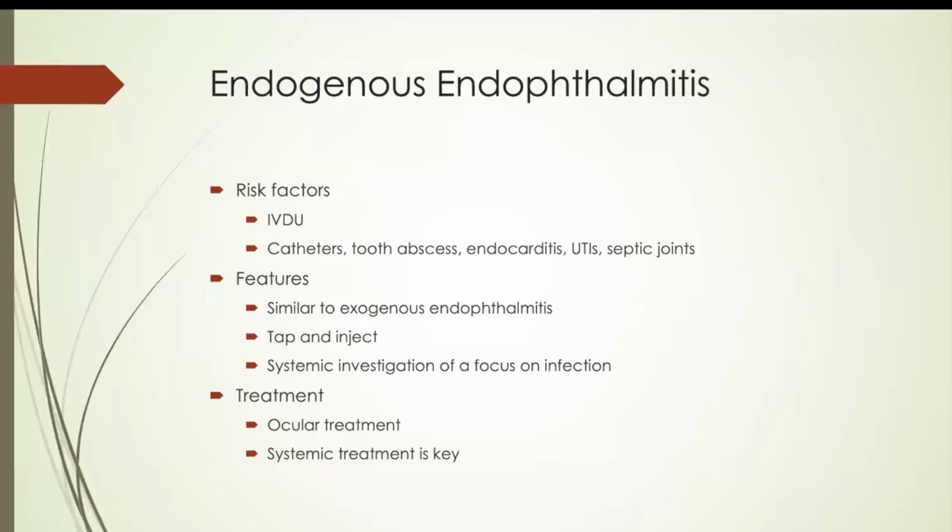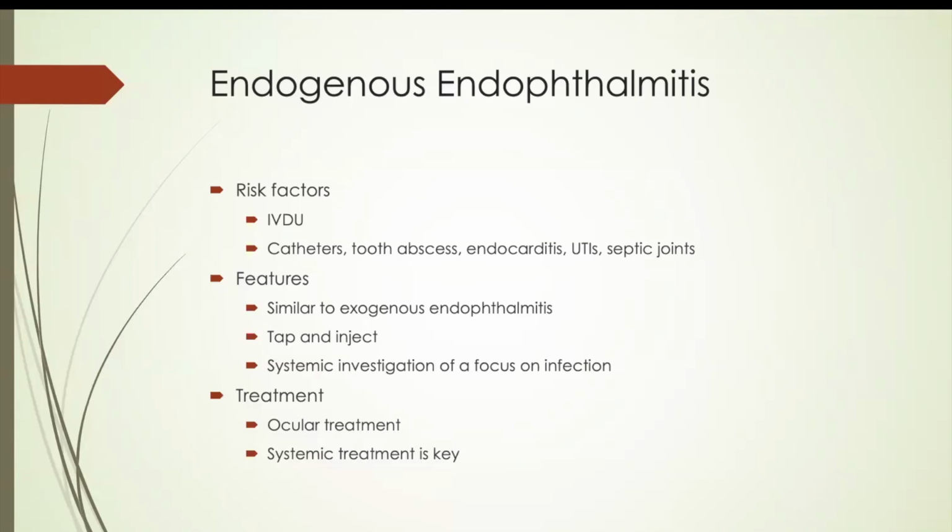Endogenous endophthalmitis. So specifically with bacterial causes of endogenous endophthalmitis, you're looking at risk factors such as IVDUs, any sort of long-term catheters, tooth abscesses, endocarditis. All of these things can shoot off infective emboli to the eye and cause an endophthalmitis. It'll be a very similar picture to an exogenous endophthalmitis. You'll treat it very similarly with a tap and inject, but these are patients who are going to get a systemic investigation to try and find a focus of infection.